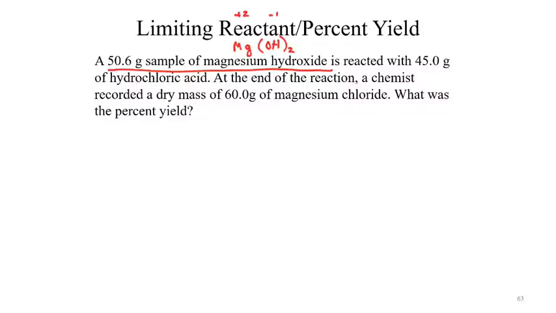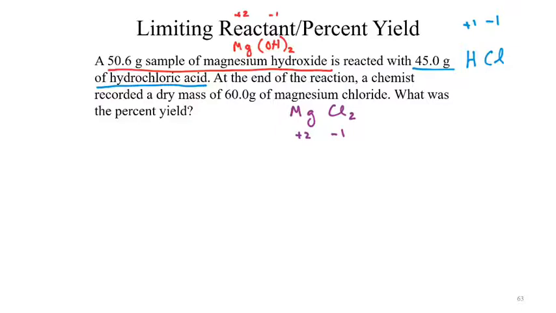Is reacted with a certain gram amount of hydrochloric acid. So again, I could switch that around to interpret my hydrochloric acid. It's going to be HCl, hydrogen's a +1, chloride's a -1, so that formula is correct. At the end of the reaction, a chemist recorded a dry mass of 60.0 grams of magnesium chloride. Magnesium's a +2, chloride's a -1. I would need 2 chlorides to balance that, so MgCl2. What is the percent yield?